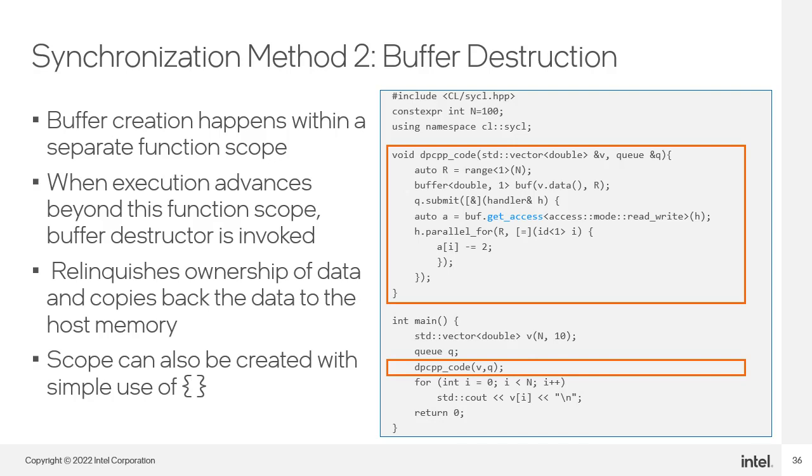In this example, the buffer declaration and the queue submission have been put in their own function, void DPCPP code. The buffer declared in the kernel is within the function, meaning that before coming out of the function, the buffer has to be destructed. This happens because of the rules of C++. This has now placed the host on hold for the kernel to complete execution. This form of synchronization can also be achieved by simply using curly braces around the buffer, although this isn't as friendly as it makes the code difficult to read later on.